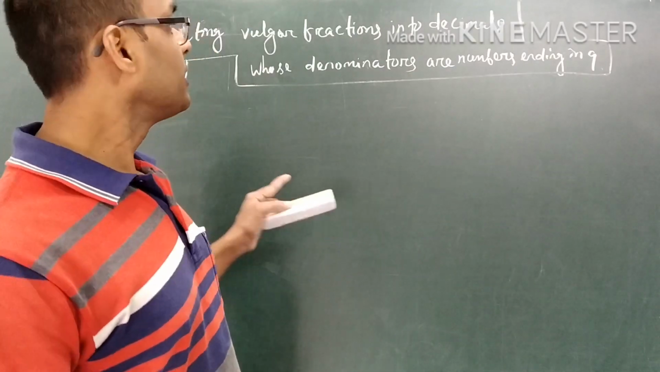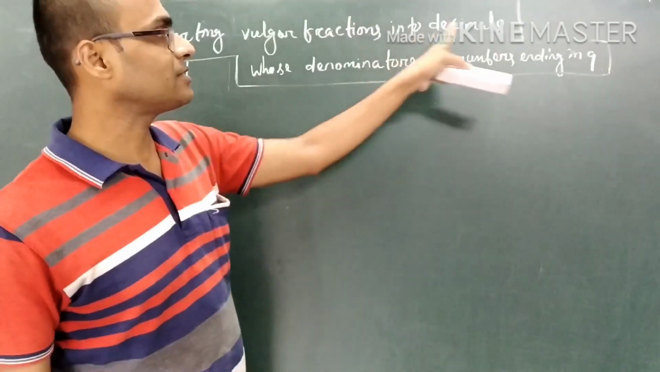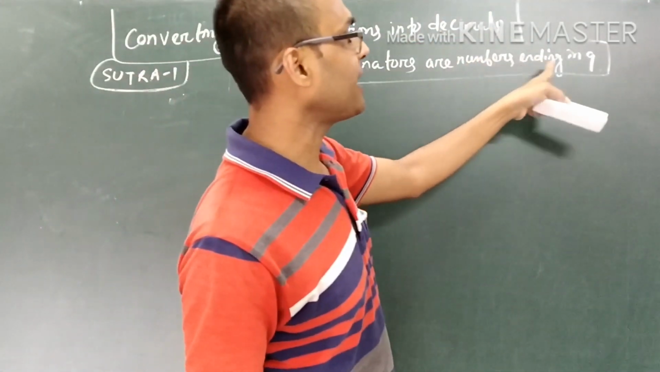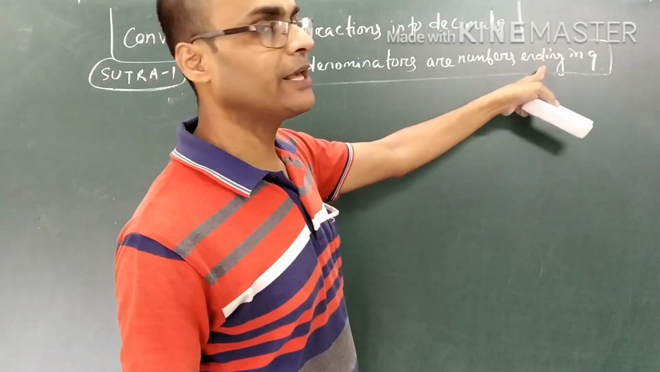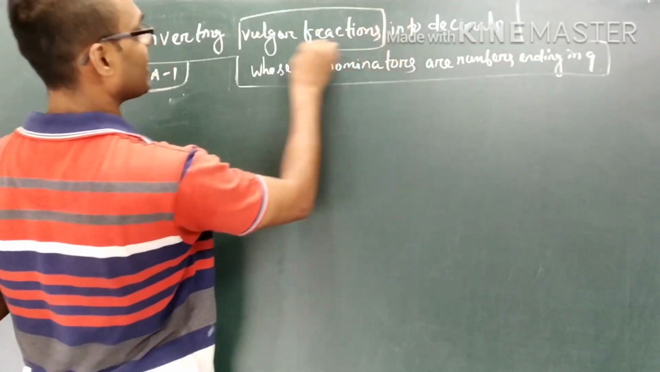Hello friends, in this video we will learn how to convert vulgar fractions into decimal numbers whose denominators are numbers ending in 9. This is the condition. Denominators are numbers ending in 9. So first we should know what vulgar fractions are.